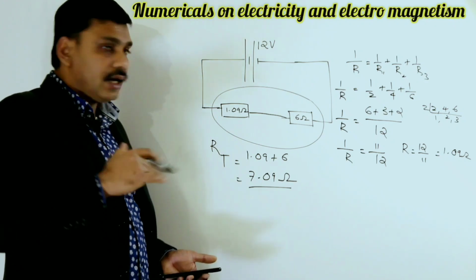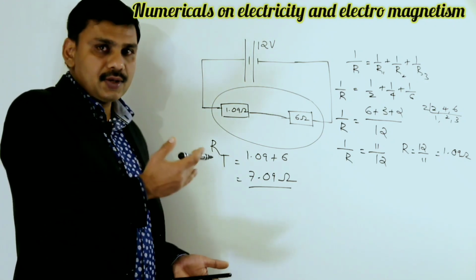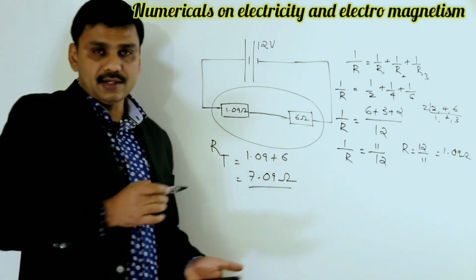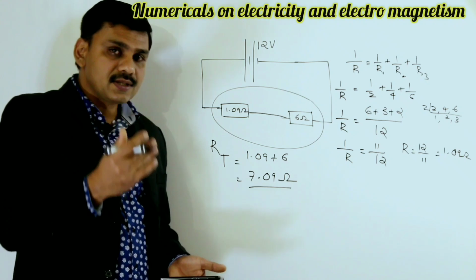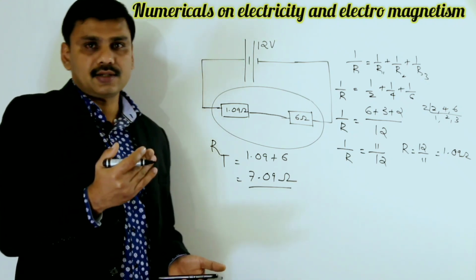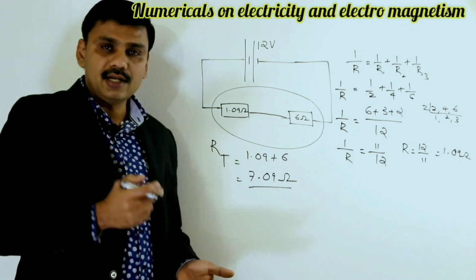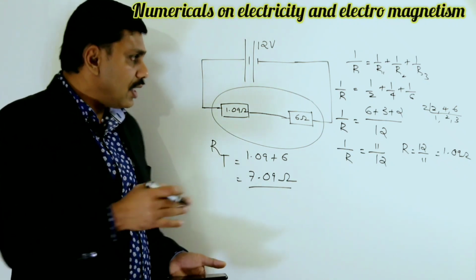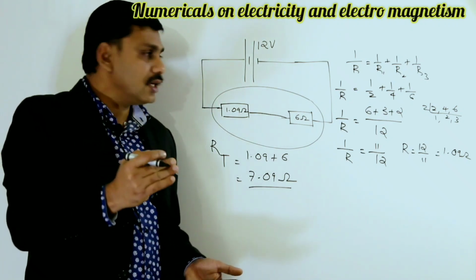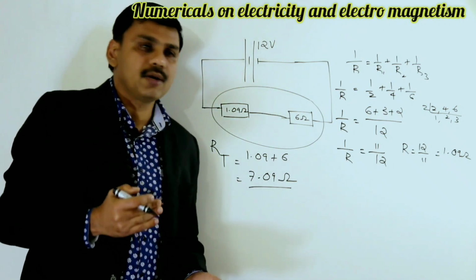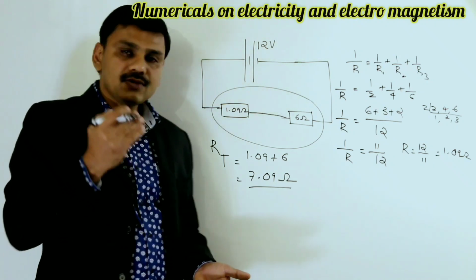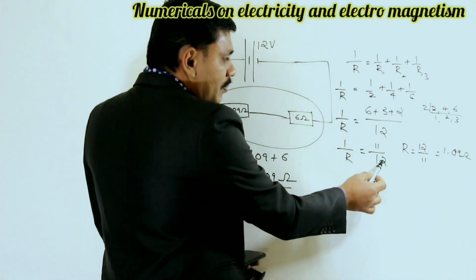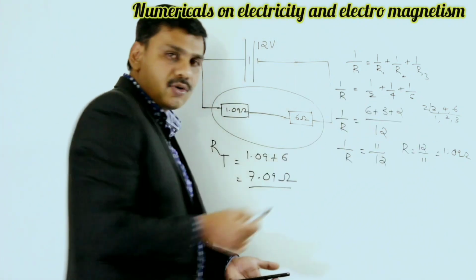If there are a number of resistors in the circuit, there were 4 resistors, but now only 1 resistance. So the 4 resistances are replaced by a single resistance, that is 7.09. That is the equivalent resistance of the 4 resistors. First we calculate 1 by R equal to 1 by R1 plus 1 by R2 plus 1 by R3. Then you get the total resistance in the parallel combination, that is 1.09 ohm.